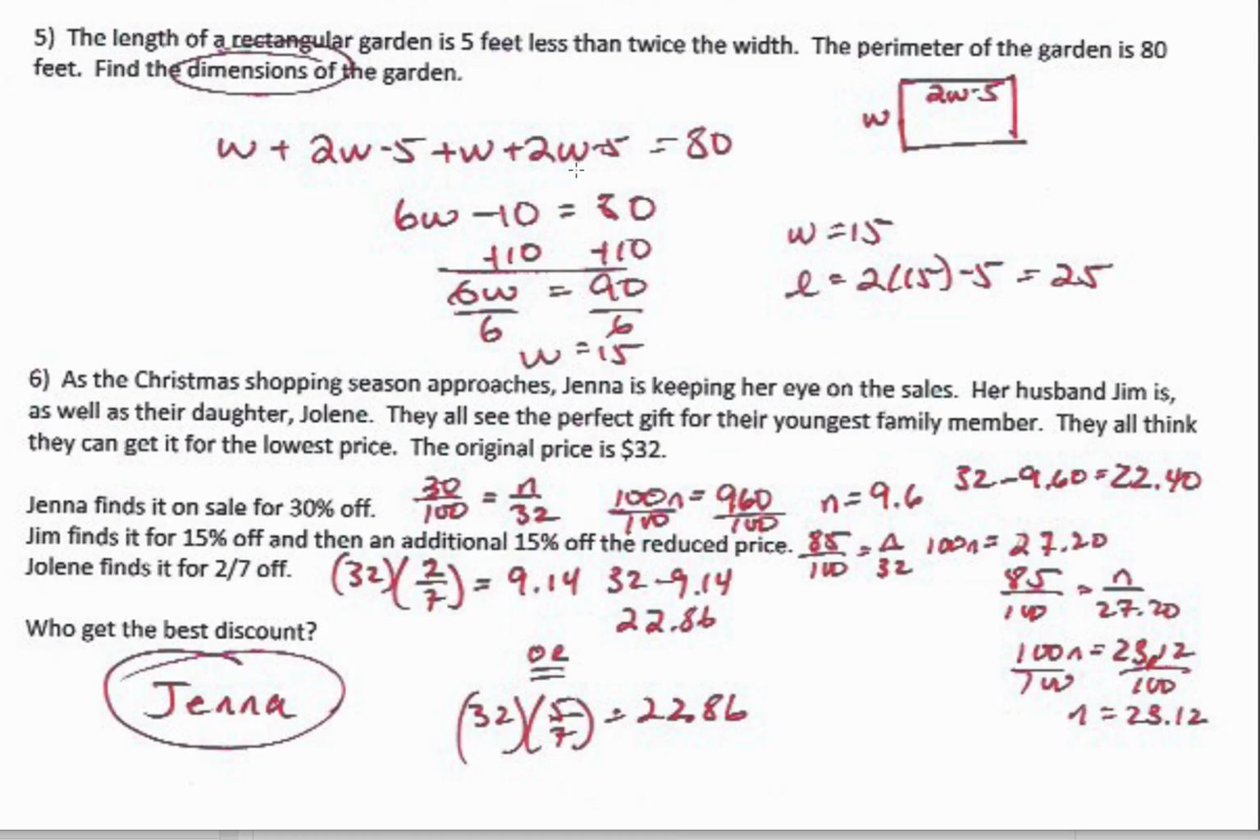That's 6 W's, same side, same operation, and then negative 10. Combining like terms here, negative 5 and negative 5 is 80. Add 10 to both sides. 6W is 90. W is 15. But that doesn't finish the problem because it wants the dimensions. Oh, what is it asking for? The length will be 2 times 15 minus 5, which is 30 minus 5, or 25.